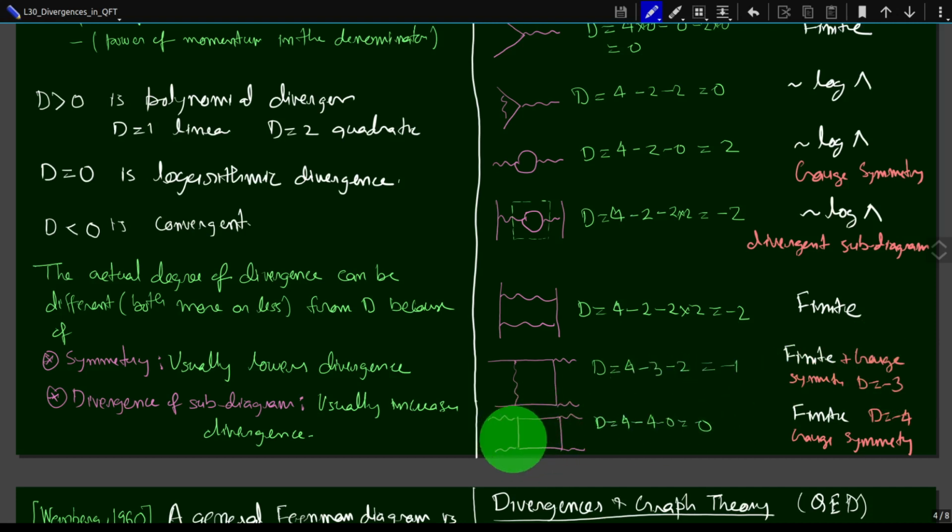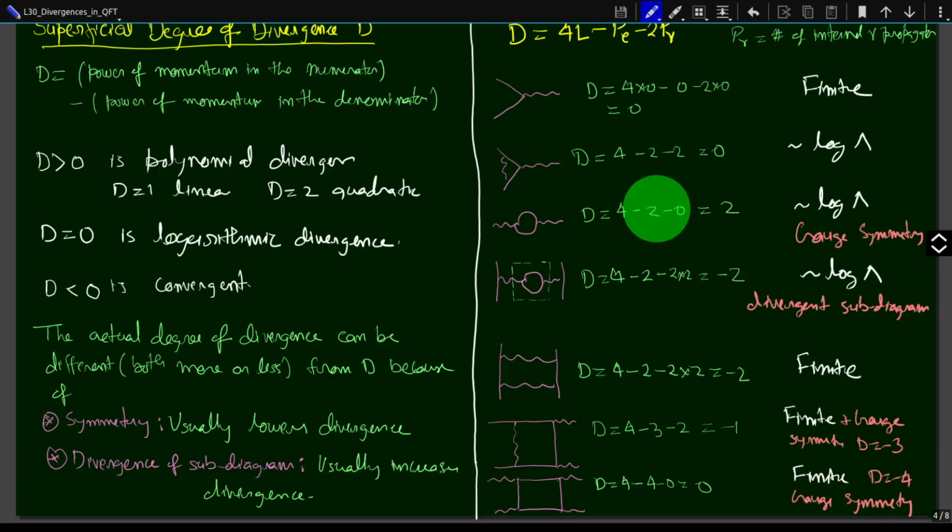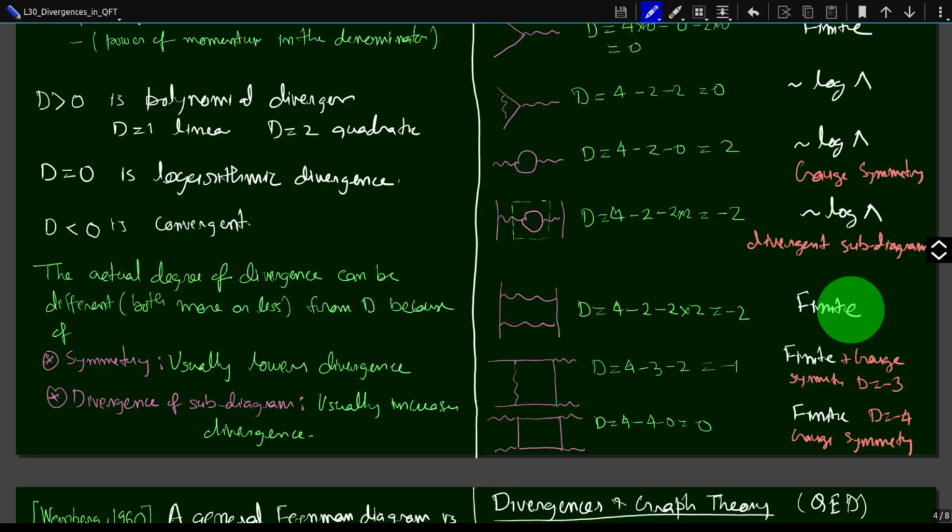And if you have these 4 photons connected to a fermion box, here if you compute d, it turns out to be 0. So it should be logarithmically divergent, but it is actually finite and its degree of divergence is -4. This is again owing to the QED symmetry. Okay. Now, having looked at the importance of the superficial degree of divergence and how seriously to take it, we have to be careful about the subdivergences and the symmetries.